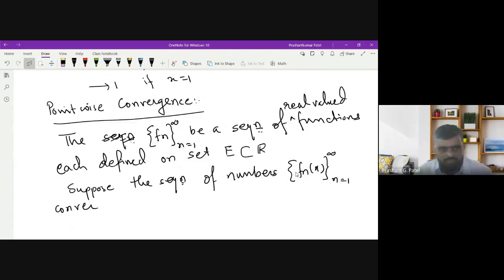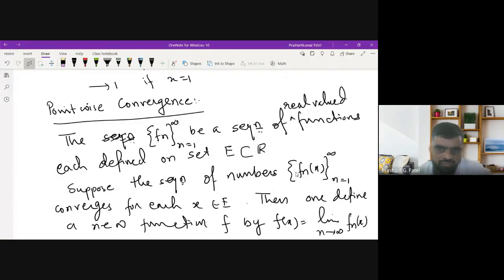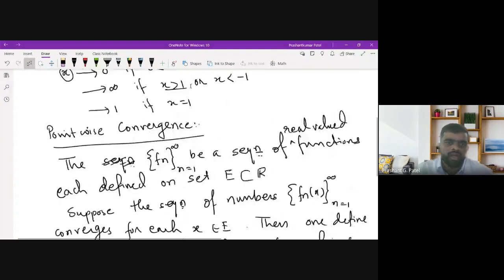Converges for each x in E. Then one can define a new function f by f of x is equal to the limit of fn of x. So you will define a new function, whatever the function will converge to. For example, here that function is this f of x.